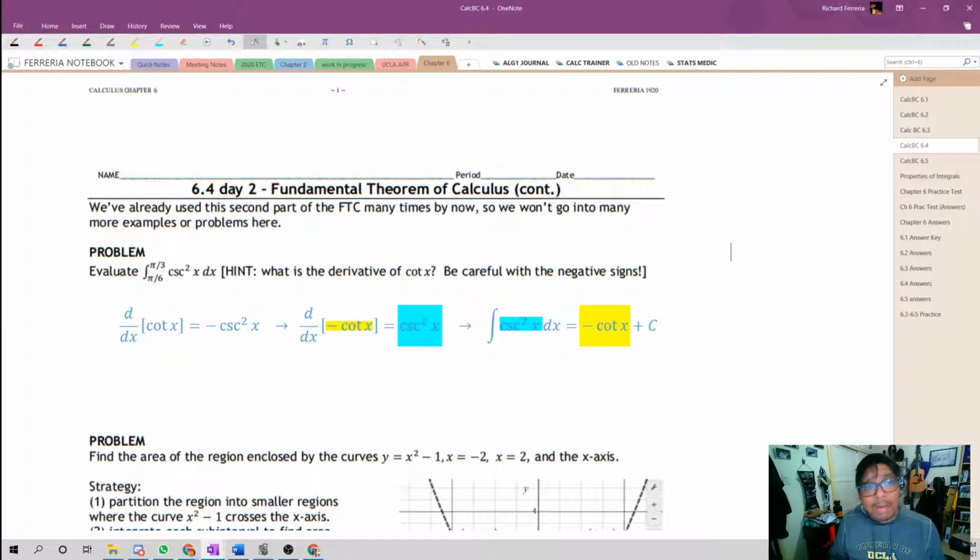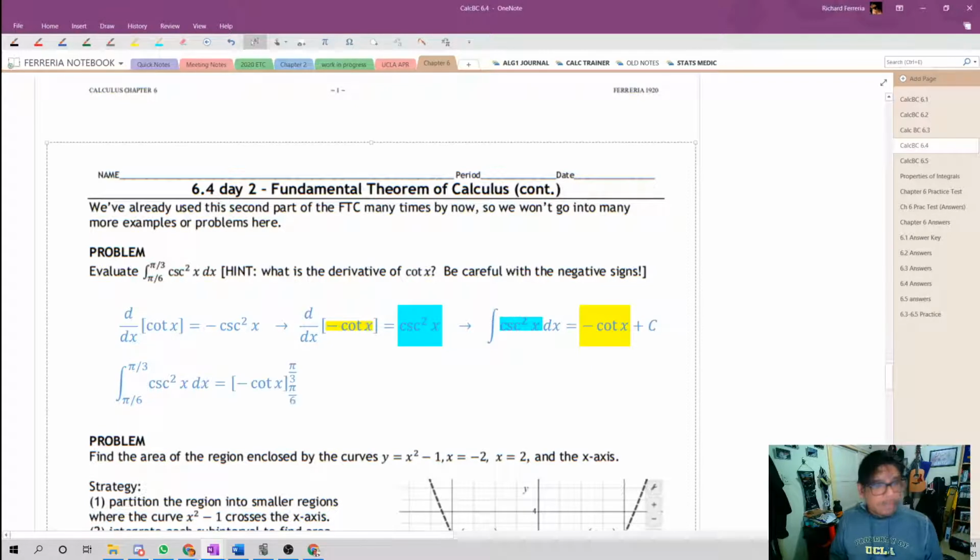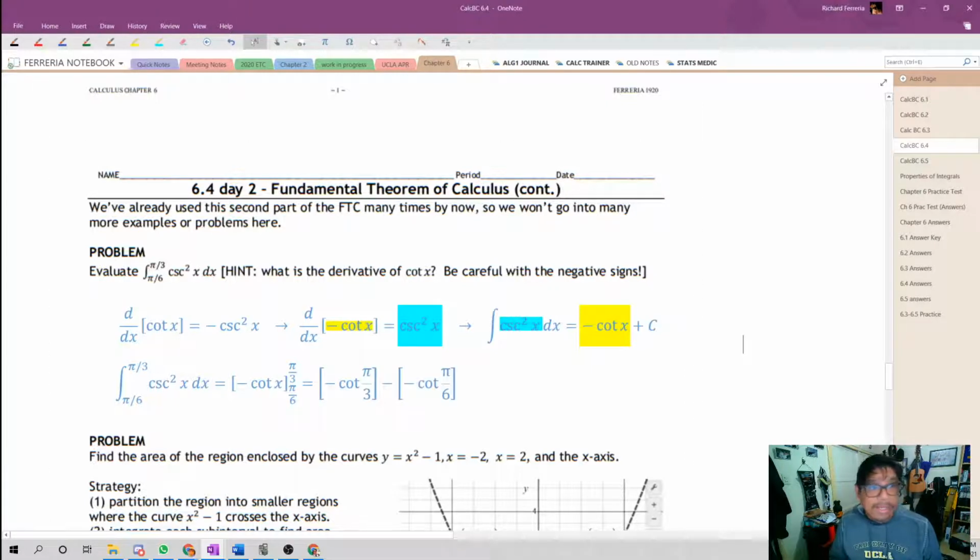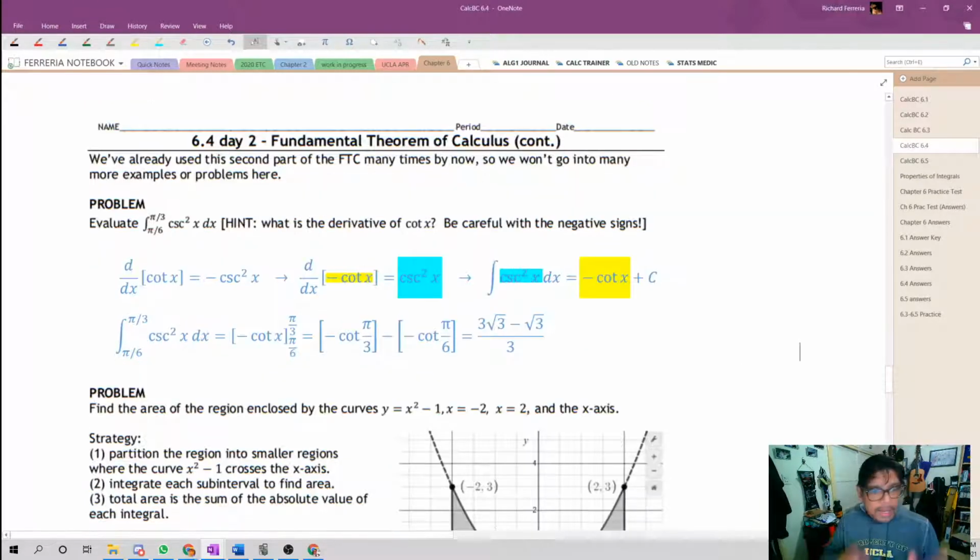And now that we have our antiderivative, we can work with the integral. Evaluating the integral of cosecant squared x, we just need to evaluate the antiderivative. So we're evaluating negative cotangent x from pi over 6 to pi over 3. That's negative cotangent pi over 3 minus negative cotangent pi over 6. And then after you evaluate and rationalize, you get 3 root 3 minus root 3, the whole thing over 3.